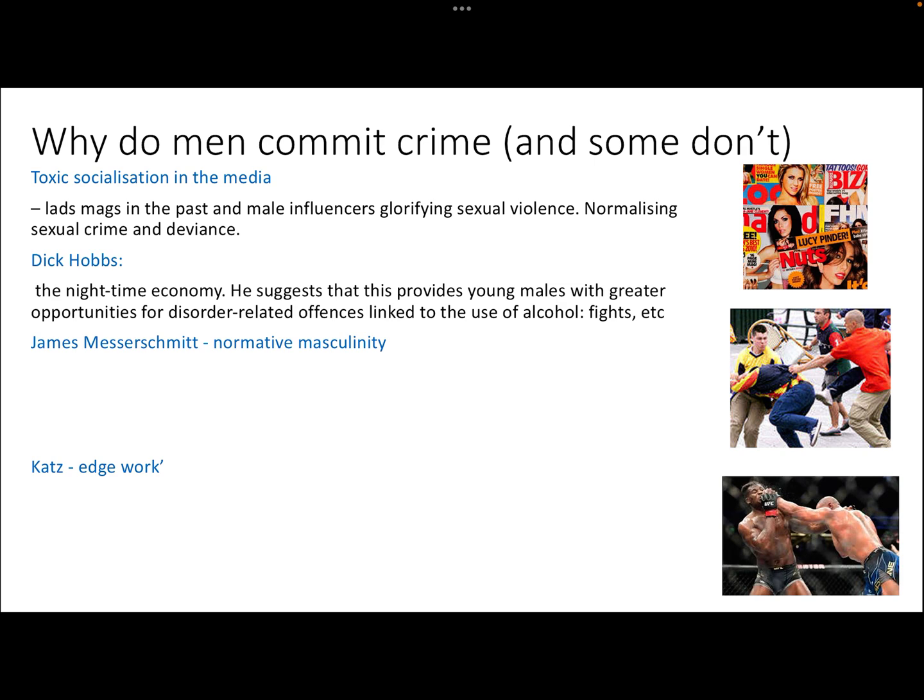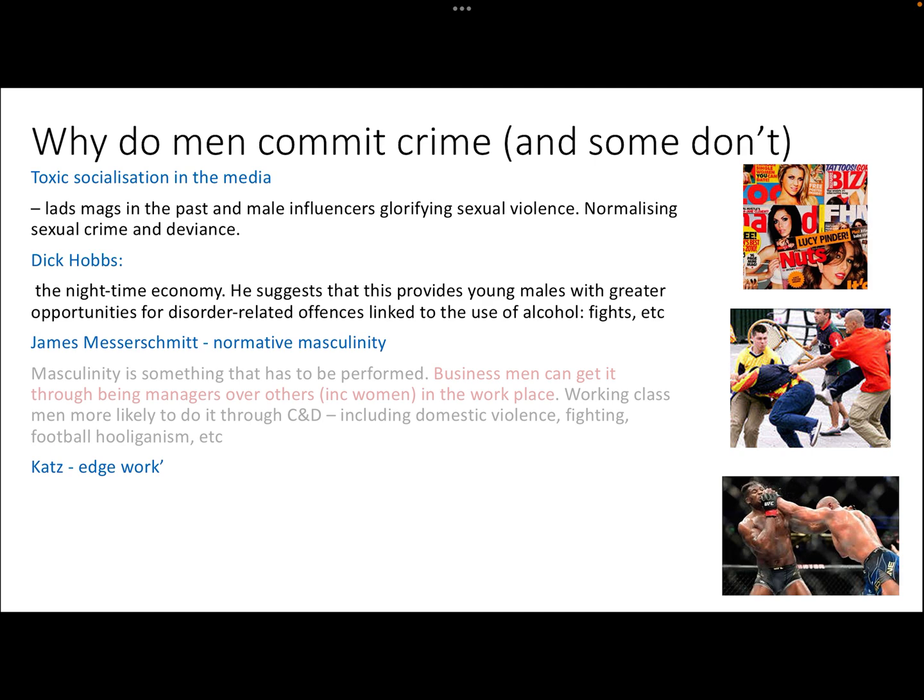And then James Messerschmidt talks about what he called normative masculinity, and I really like this concept. It's the idea that masculinity is something that has to be performed and worked at, just as femininity has to be. He pointed out that businessmen, predominantly middle class, can be masculine through their role as managers over others in the workplace. That can include managing women and obviously other men, but that gives them status, their masculinity status, if you like, in the workplace.